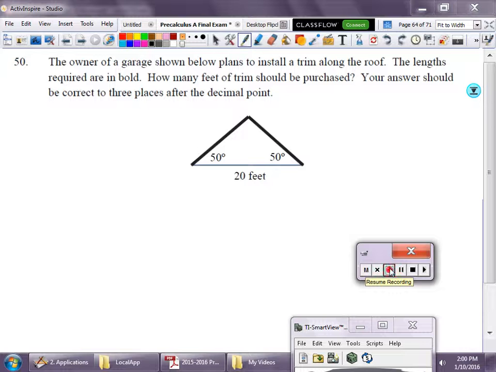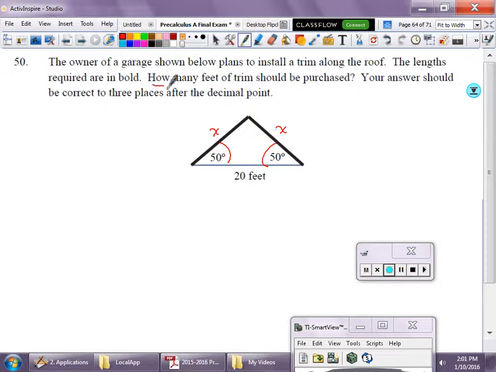50. The owner of a garage shown below plans to install trim along the roof. The lengths required are in bold. So they want us to find, the angles are the same. This is an isosceles triangle, which means that if the sides are equal, the angles are equal, so are their corresponding sides. So we use the same variable.